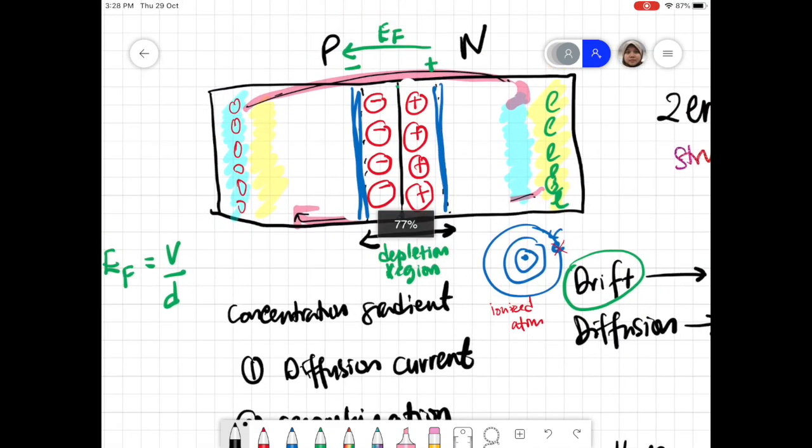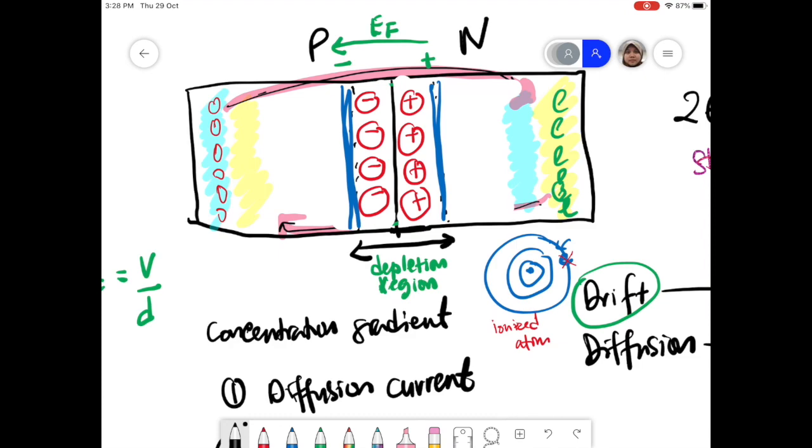So if you look at here, our p-n junction over here, the hole will like to go to the, so wait a second.